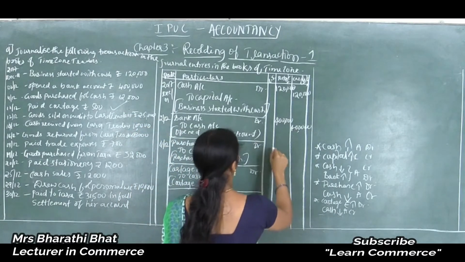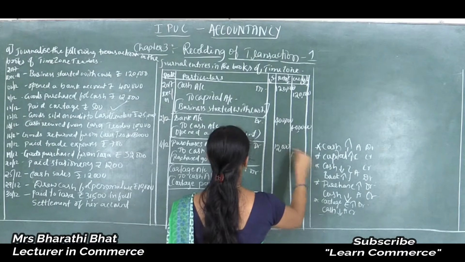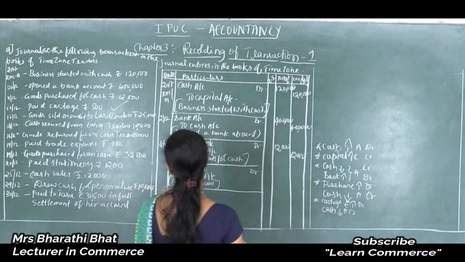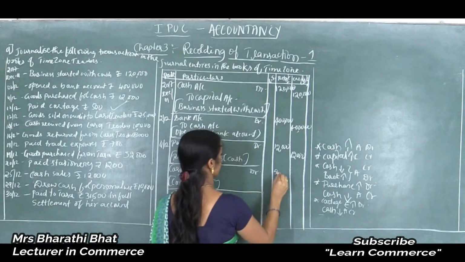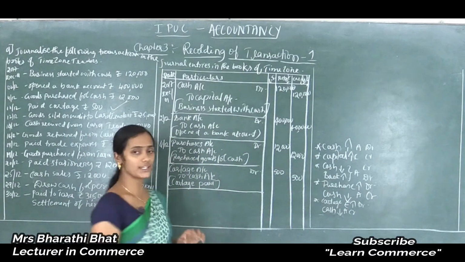Purchases amount 12,000. 12,000, here also 12,000. And next one, cartage paid 500. 500. And move to the next transaction.